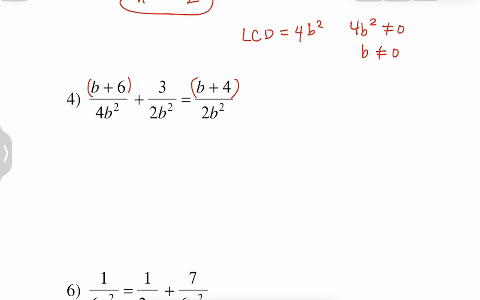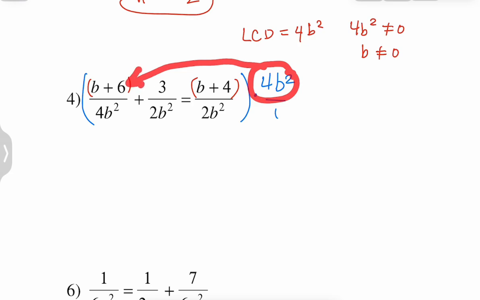So we're going to surround this entire thing by parentheses. Put a little dot out here. We're going to multiply everything by that least common denominator. Now, technically, it's over 1, so really just our tops are going to multiply by 4b squared. If I multiply this top by 4b squared, the 4b squareds cancel out perfectly. So I'm just left with b plus 6.